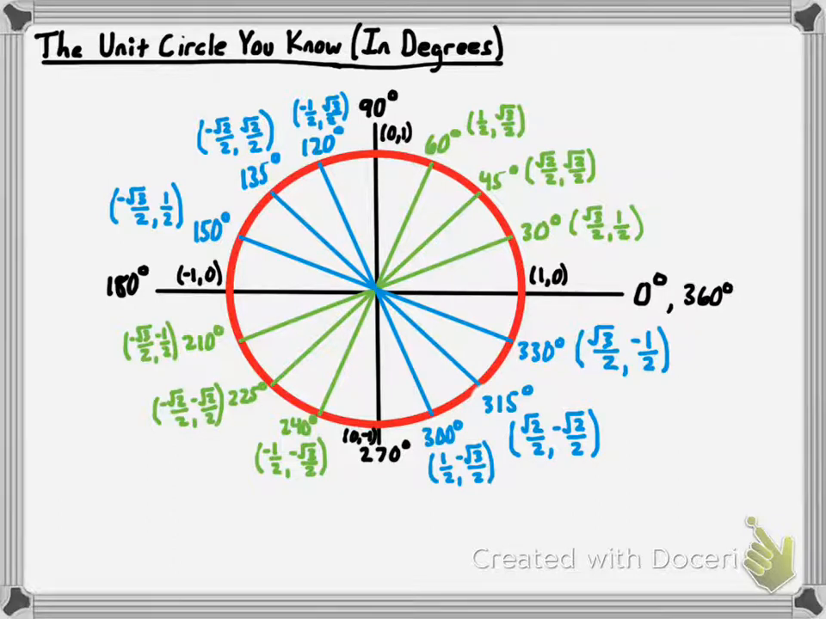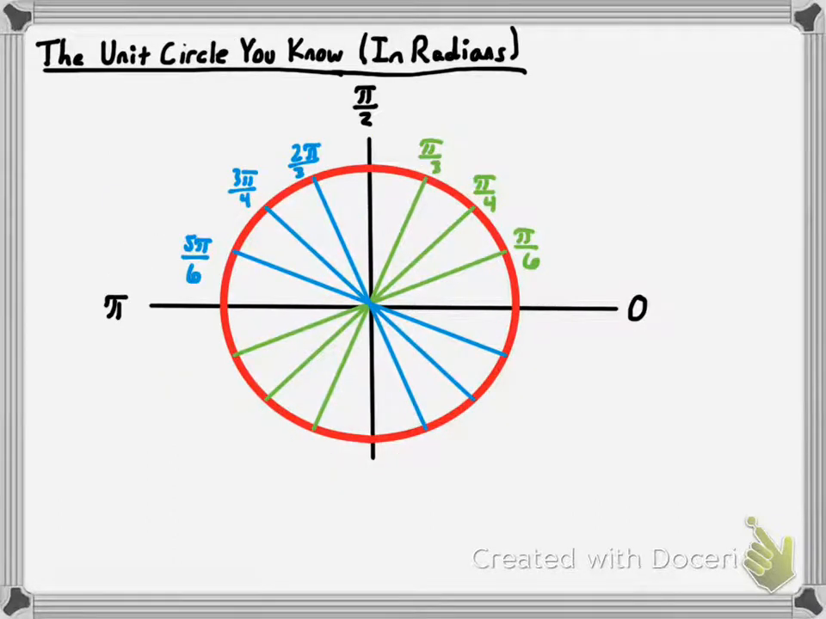Okay, now let's talk about the same thing but in radians. So far in radians, you've talked about all the angles from 0 to pi. We said there's 2 pi radians going all the way around the circle, so if you go halfway around the circle, you've got pi radians.